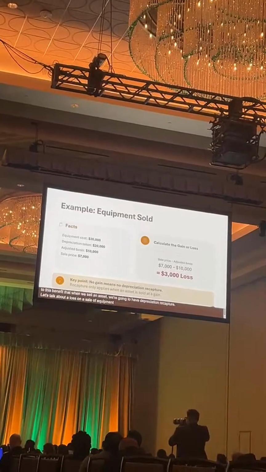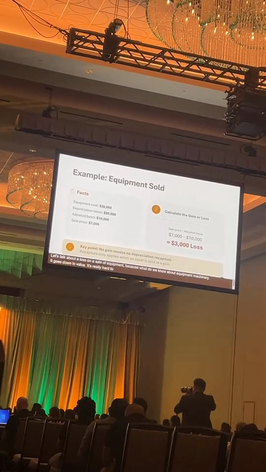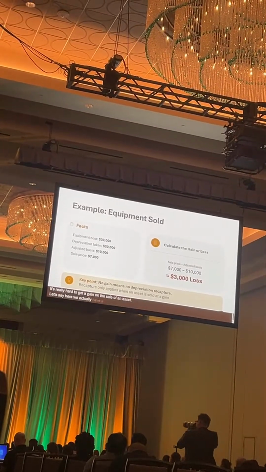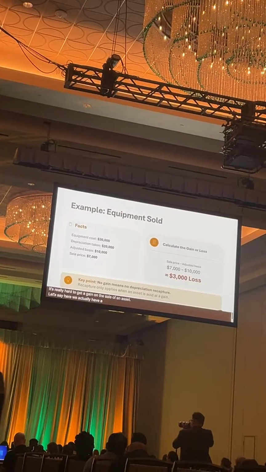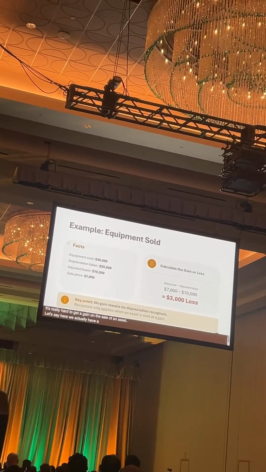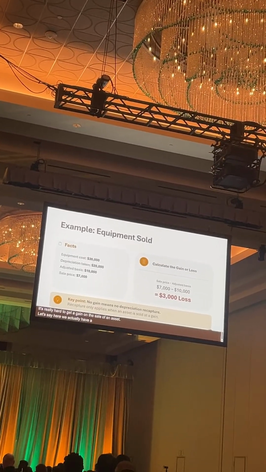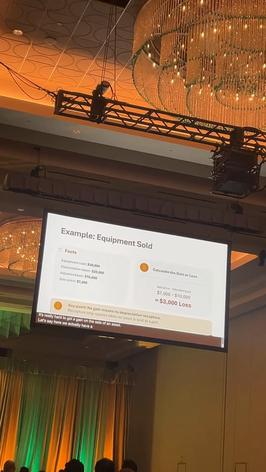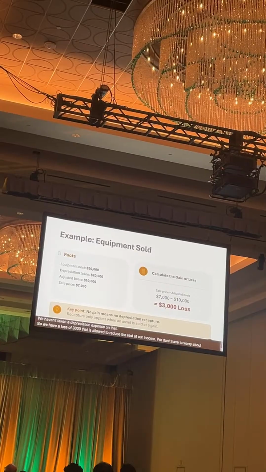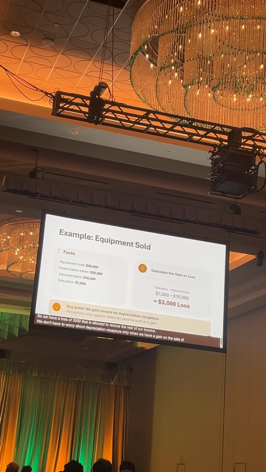Because what do we know about equipment and machinery? It goes down in value. It's really hard to get a gain on the sale of an asset. Let's say here we actually have a sales price of $7,000, but we still have adjusted basis of $10,000 on the books that we haven't written off. We haven't taken a depreciation expense on that. So we have a loss of $3,000. That is allowed to reduce the rest of our income. We don't have to worry about depreciation recapture, only when we have a gain on the sale of an asset.